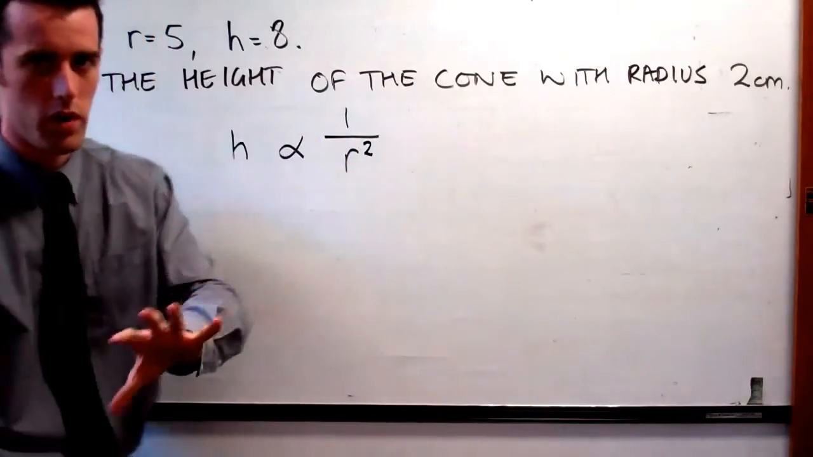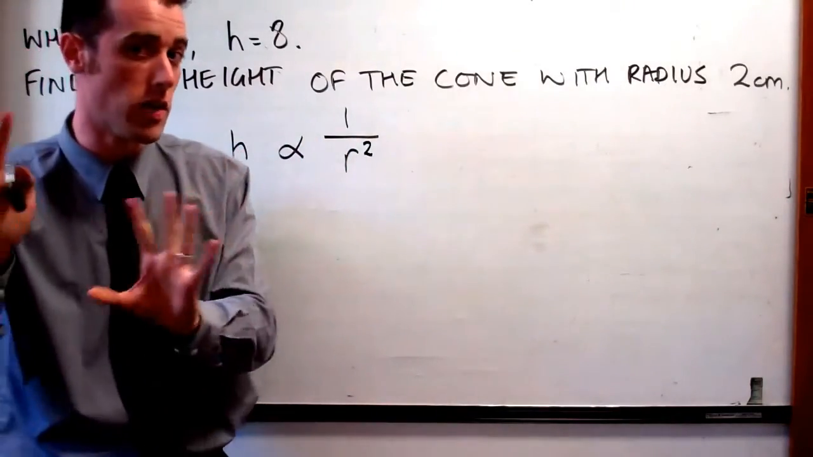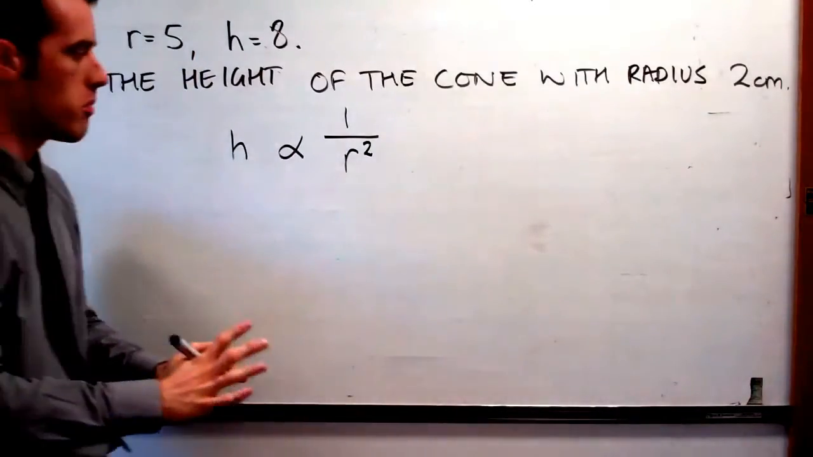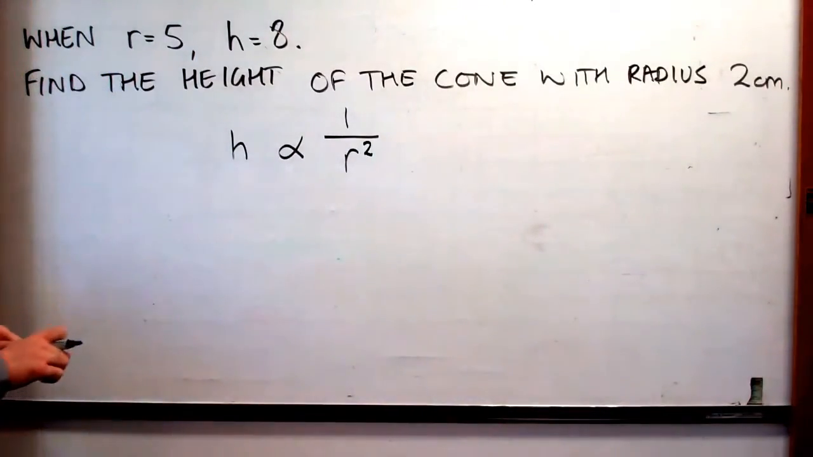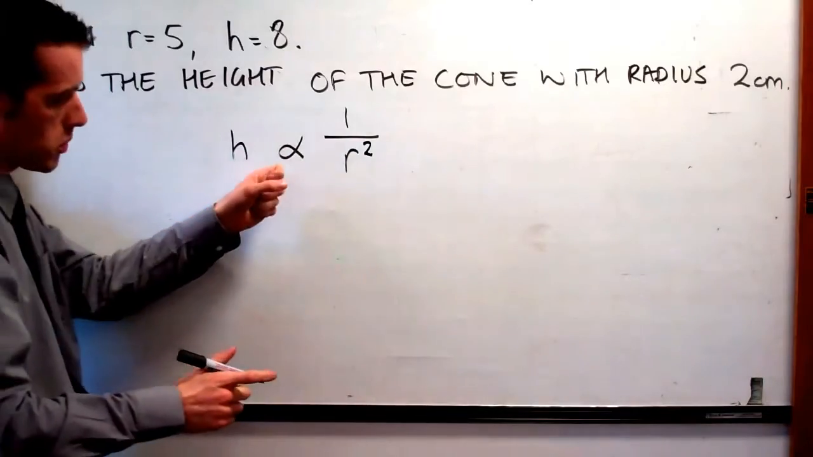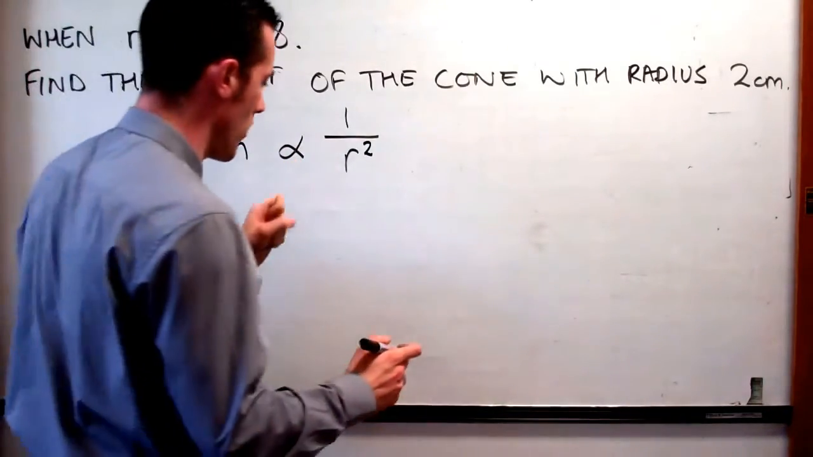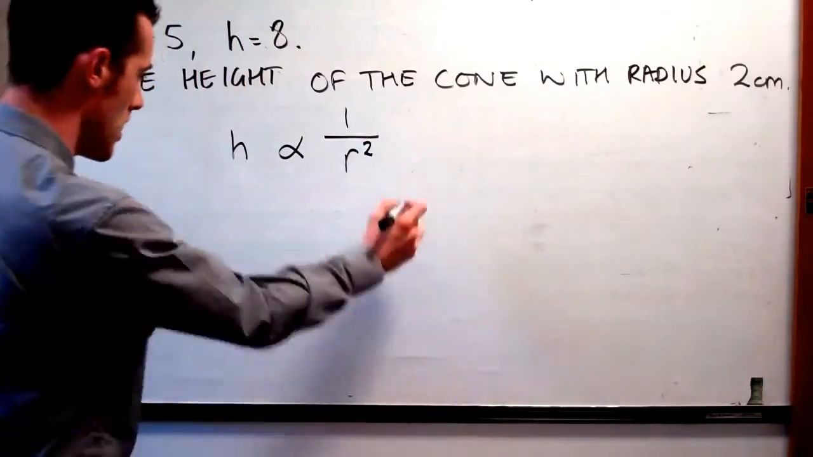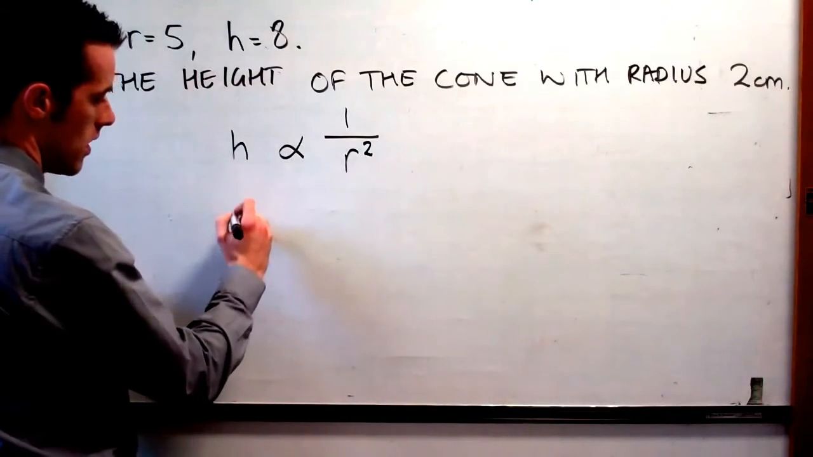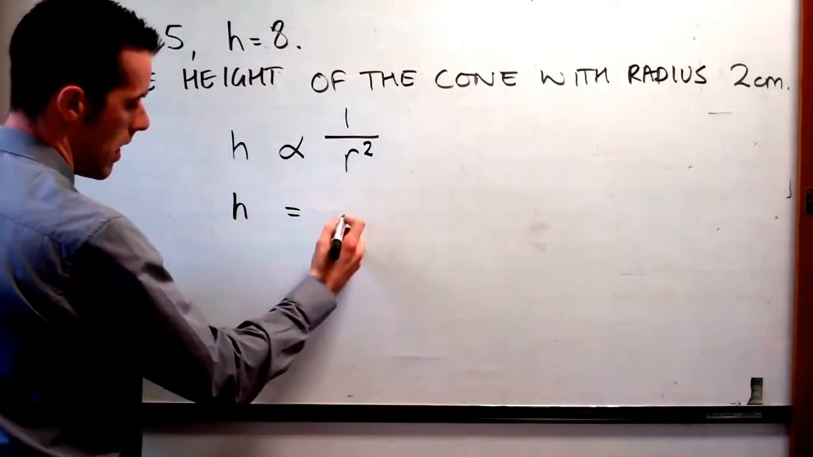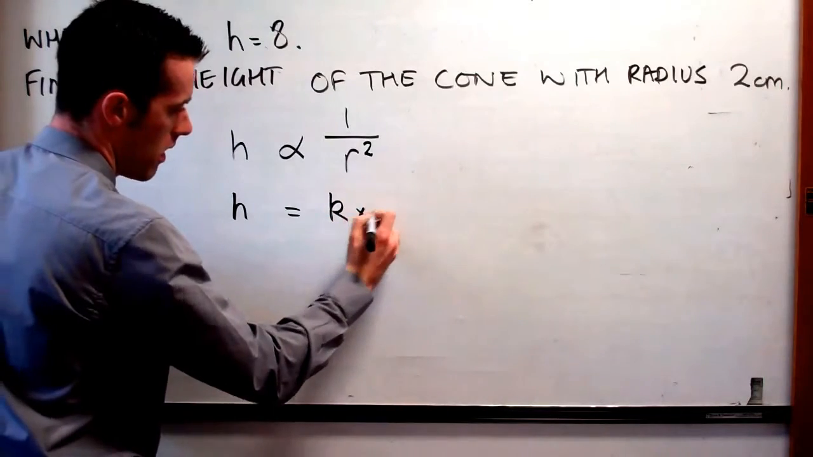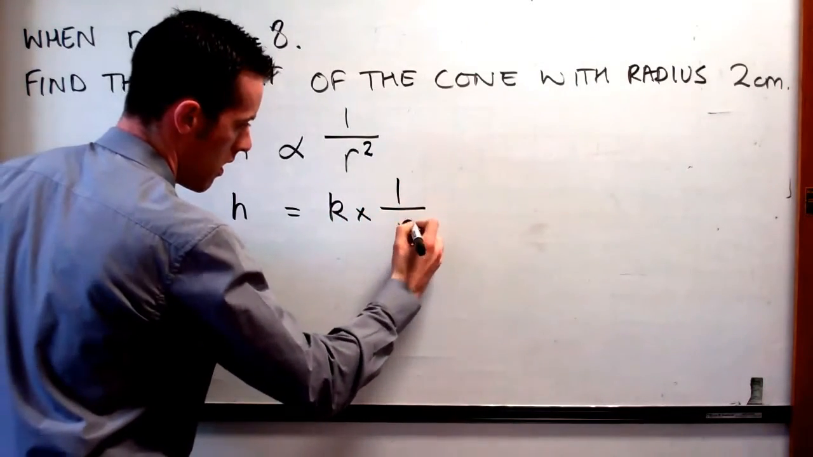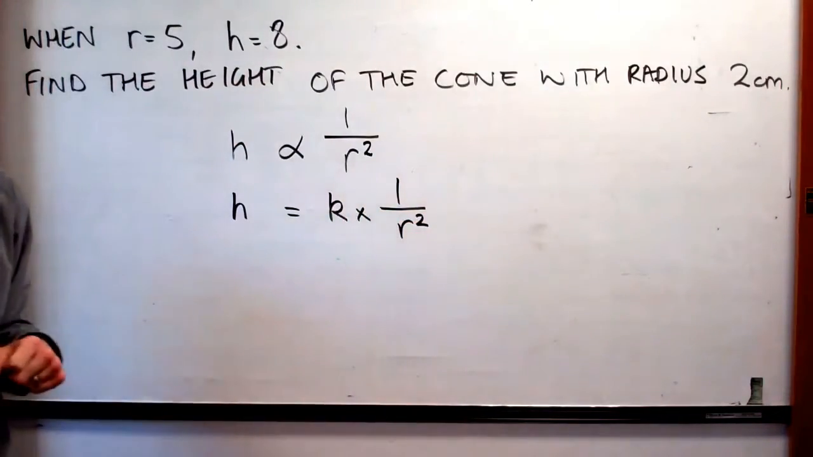Now I know that's quite mathsy and it's kind of difficult to get your head around, but please bear with me with this, okay? So the next step, we get rid of the little fish and we introduce equals k, alright? So if we do that, then we have h equals k times 1 over r squared.